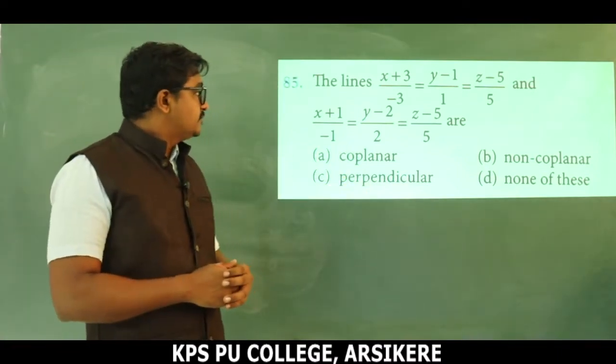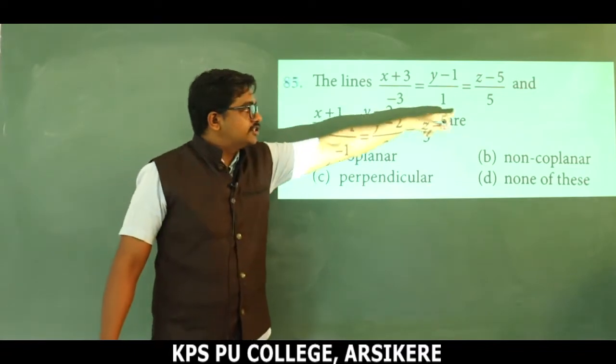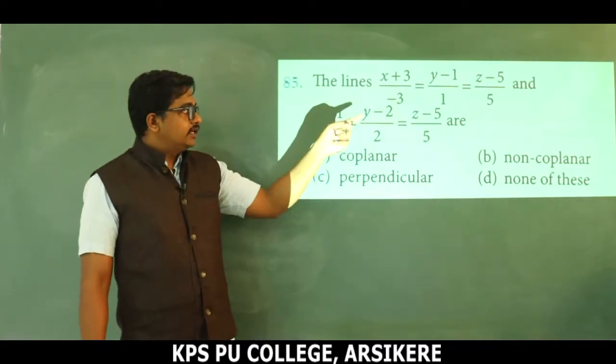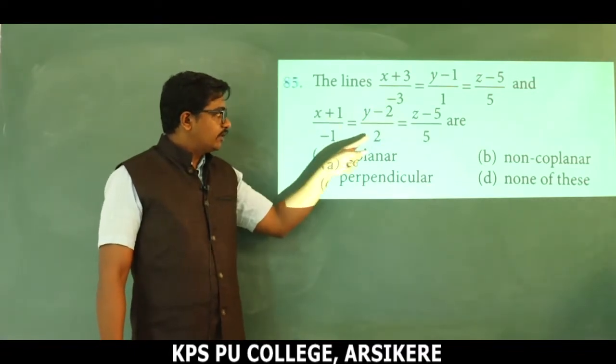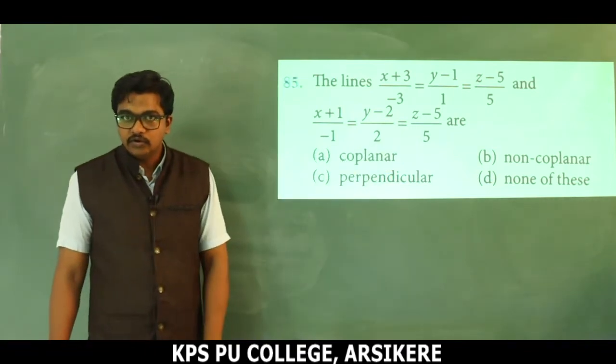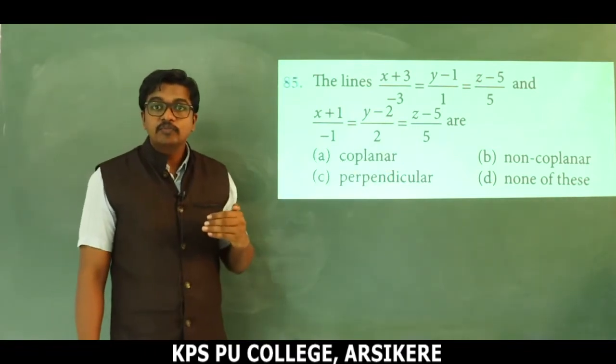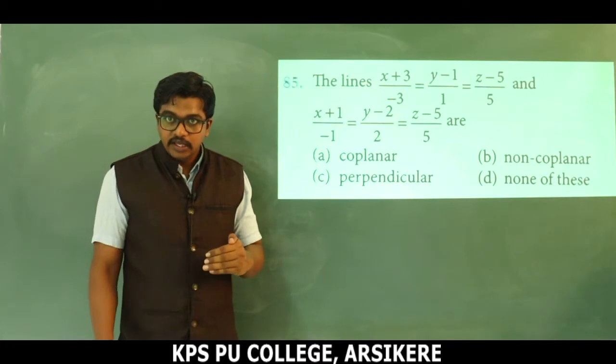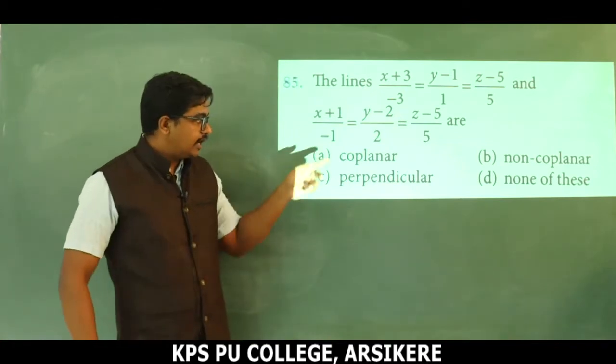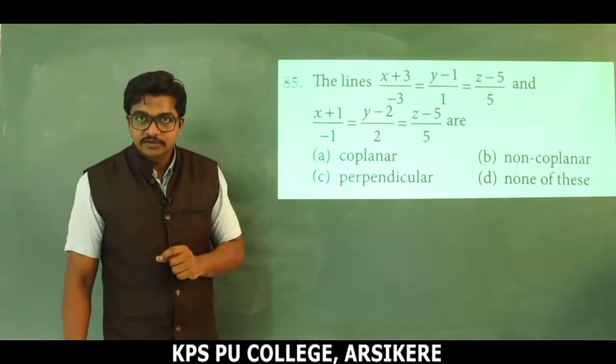Okay. Just observe here. These are the direction ratios of line L1, right? Minus 3, 1, 5, and minus 1, 2, 5 are the direction ratios of line L2. Find the product A1A2 plus B1B2 plus C1C2. If that value is equal to 0, then the lines are perpendicular to each other.